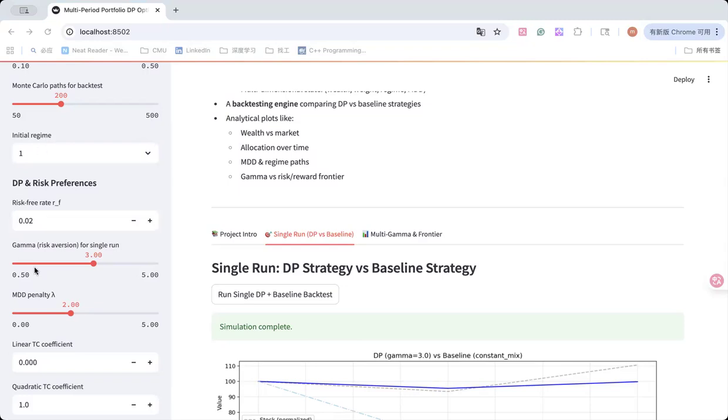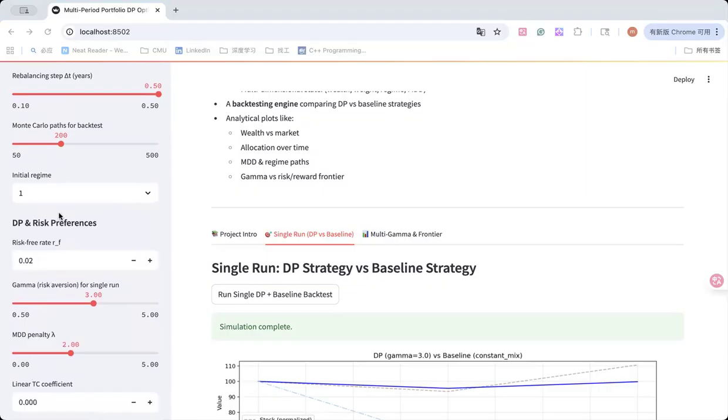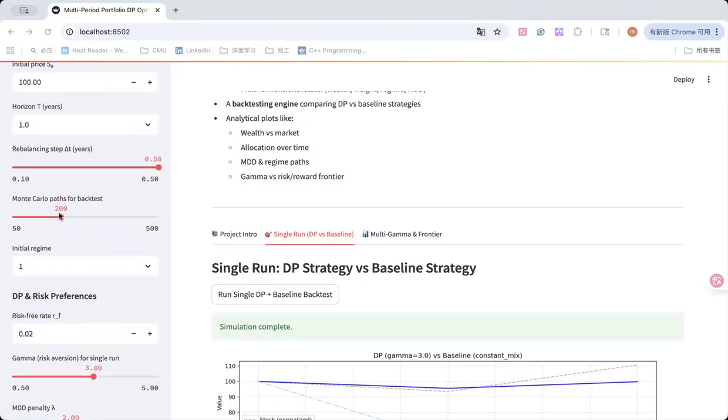I also control the time horizon, so the step size and the number of simulated paths used in the backtest. So the app is basically a front end on top of my DP engine, the regime-switching market simulator, and the backtester.